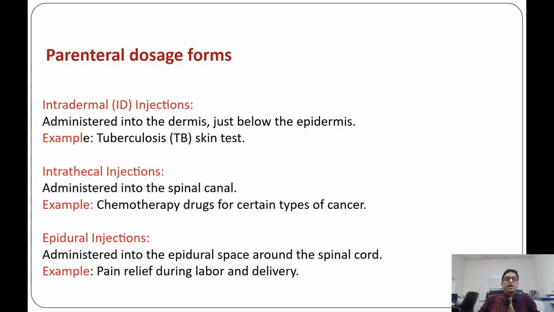Intrathecal injections are administered into the spinal canal or spinal cord's root. Example, chemotherapy drugs for certain types of cancer. It is advisable to go for spinal canal delivery. Epidural injections are injected into the epidural space around the spinal cord, and they are basically helpful in reducing pain during labor and are more commonly used in this delivery system.